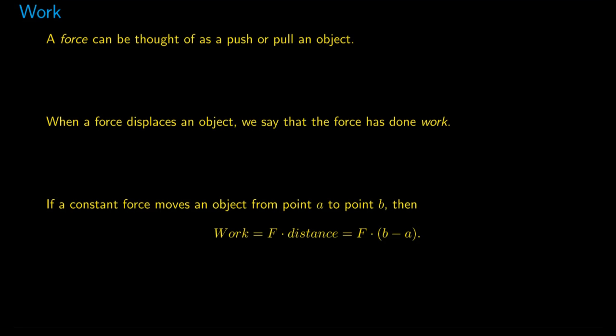If a constant force moves an object from point A to point B, then the work is just the force times the displacement, or the force times the distance, which in this case, since we move from point A to point B, is just B minus A. So for a constant force, calculating the work is actually quite simple, but it's pretty uncommon to have constant force over the entire interval. So we're going to study what happens when our force can be represented as a continuous function over the interval.